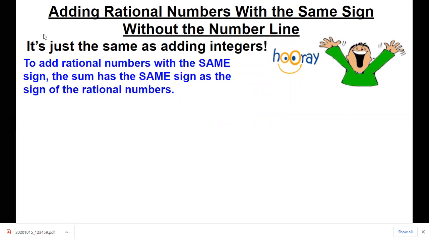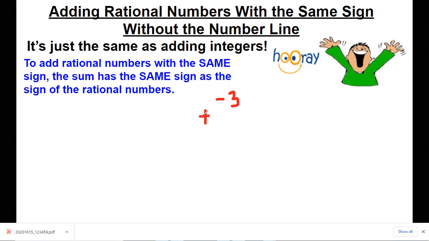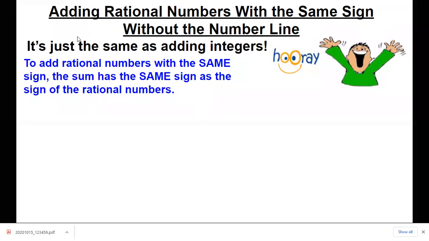To add rational numbers with the same sign, the sum, the answer, has the same sign as the sign of the rational numbers. So remember when we did integers and we had maybe like negative 3 plus negative 2, they were both the same sign. So we would add them together and get a 5, and they would take the sign of both numbers, which is negative. That's what we did with integers. Now we're going to do it with rational numbers, the fractions and the decimals.